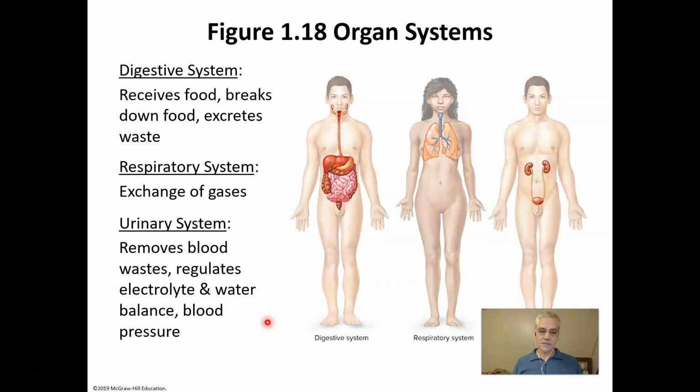Digestive system, of course, includes all of the digestive organs, anything involved in taking in food, tearing it apart down to its basic pieces that you can use, getting rid of the stuff that you can't use. Respiratory system, of course, exchange of gases with the external world. Urinary system, of course, involves the kidneys, urinary bladder, processing wastes in the body, regulate electrolyte, water balance, blood pressure.